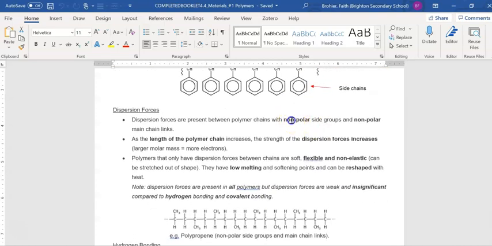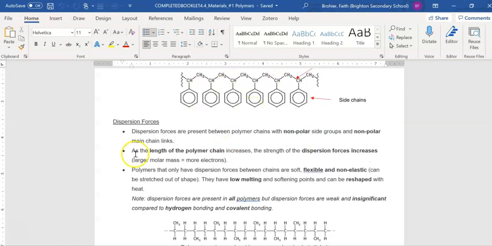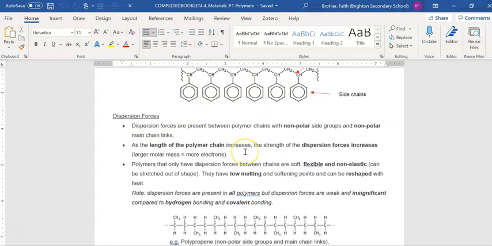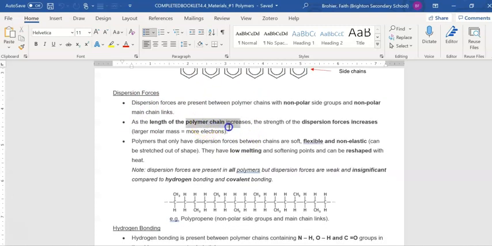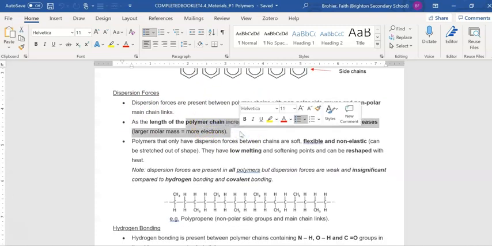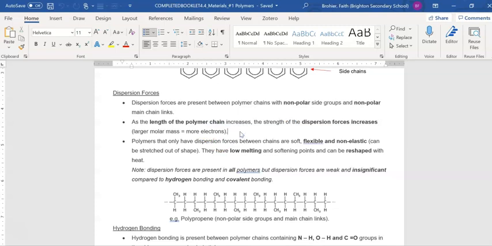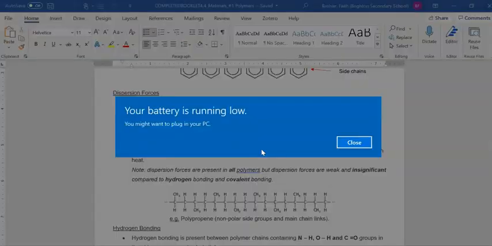So if you've got non-polar side groups and non-polar main chain links, so you've just got a carbon-carbon backbone, you're going to have dispersion forces. And therefore, as the length of the polymer chain increases, the strength increases because you've got a larger molar mass and therefore more electrons, more likely to have that temporary dipole form. If you only have dispersion forces, you're going to be flexible, soft, non-elastic, so you can stretch it, you can bend it. You'll have low melting and softening points, and you'll be able to be reshaped with heat.